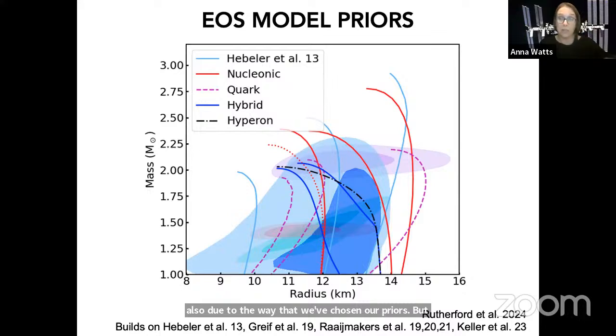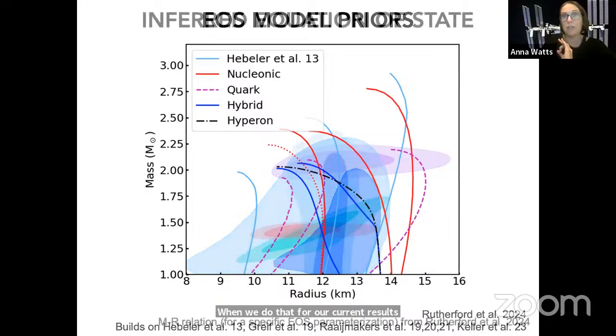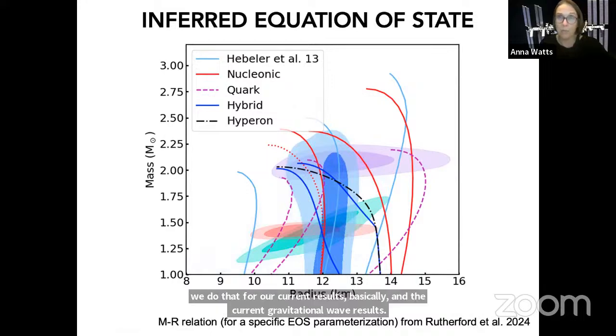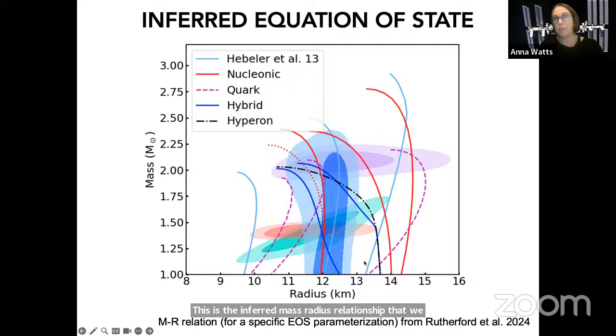We then fold in our mass and radius, and we can fold in the gravitational wave results as well, and any other constraints that we want to put in there. When we do that for our current results, basically, and the current gravitational wave results, this is the inferred mass radius relationship that we end up with. Okay, so again, still favoring basically around 12 kilometers, partly driven by the priors, but now also partly informed by the data, and everything getting much narrower.